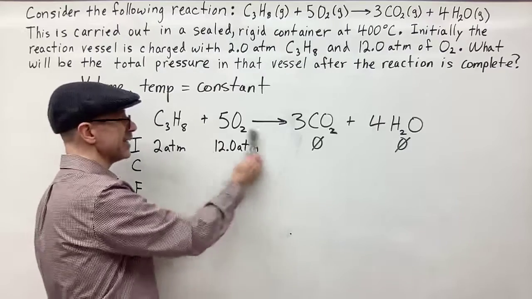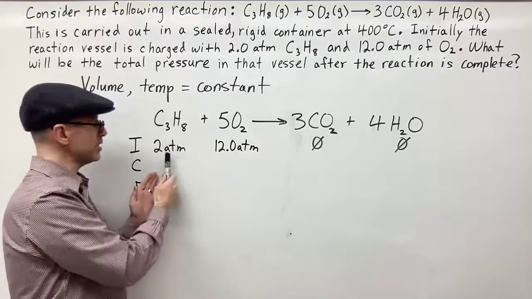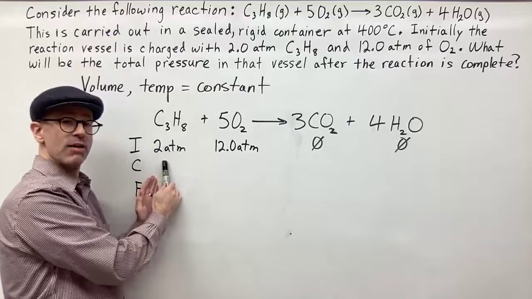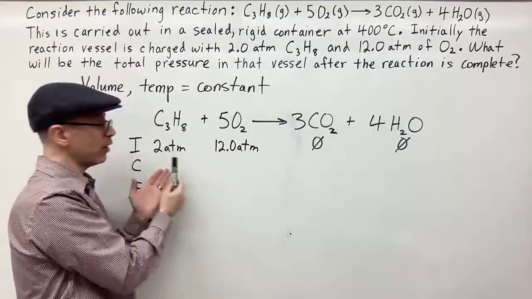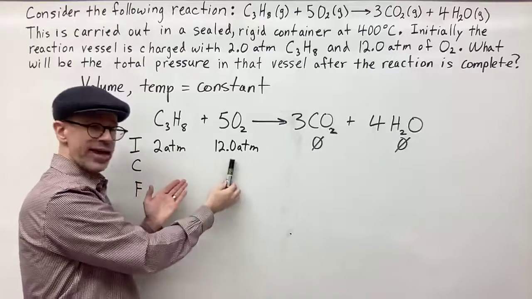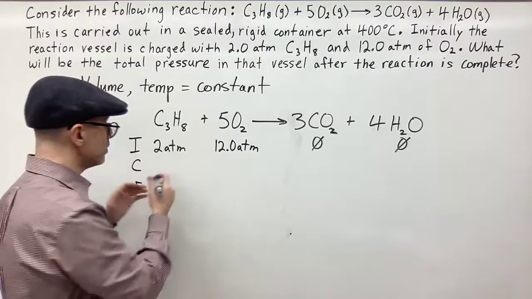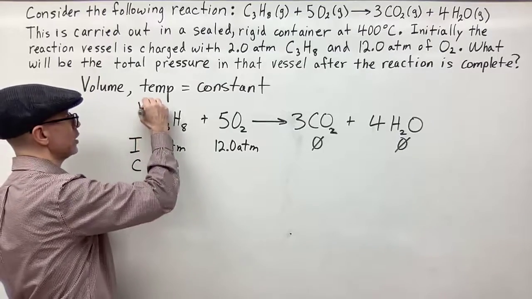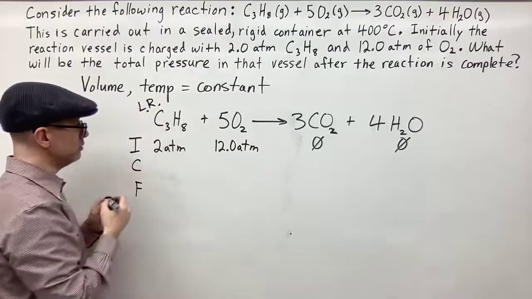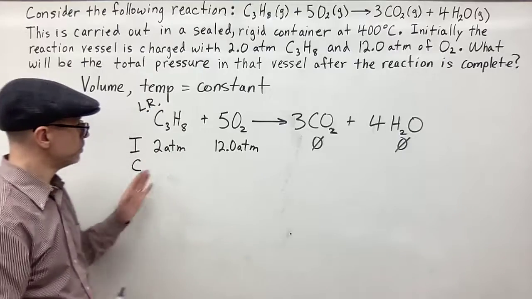So I have an excess of oxygen, which means that I don't have enough propane to react completely with all of the oxygen. I only have enough to react with 10. So all of this is going to go away. This is my limiting reagent. So LR, limiting reagent. Okay?